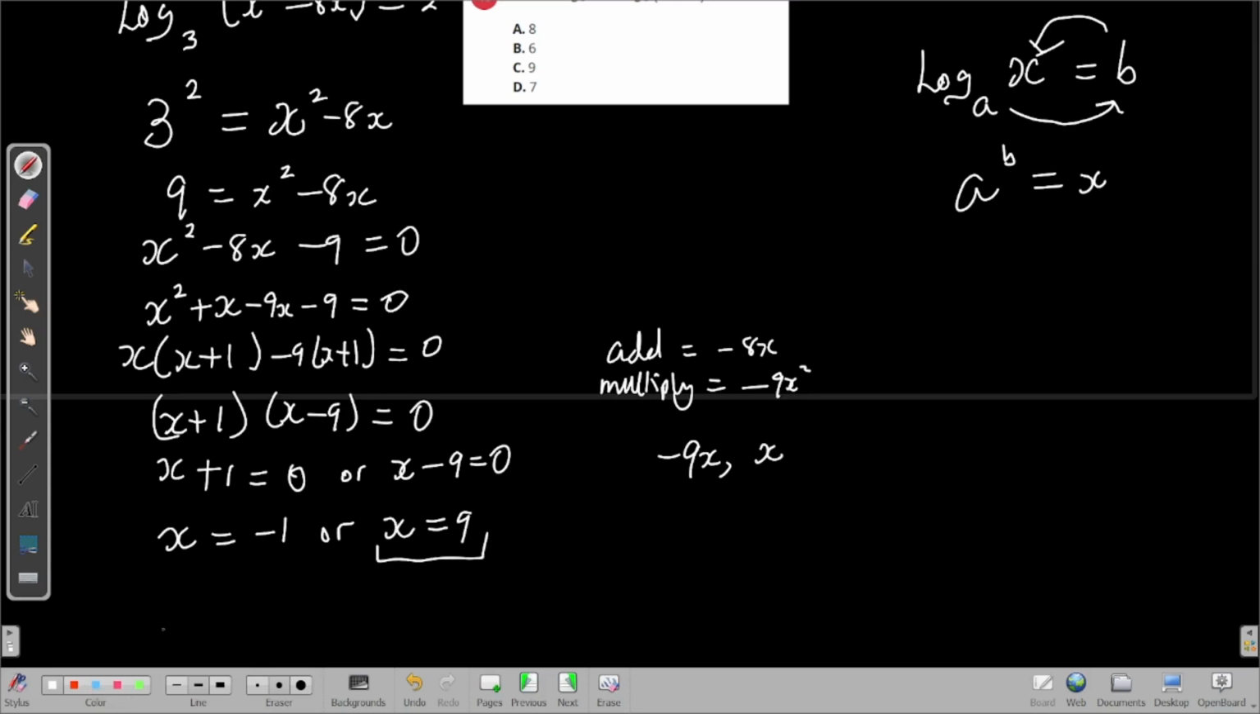That's the correct answer. X cannot be a negative number. X cannot be negative. Okay, because I'm dealing with logarithms, I'm dealing with bases, because logarithm also has to do with bases. And when we're dealing with bases, if you have noticed, in number bases, we don't have any negative bases. So if x cannot be negative, it means that x is equal to 9.